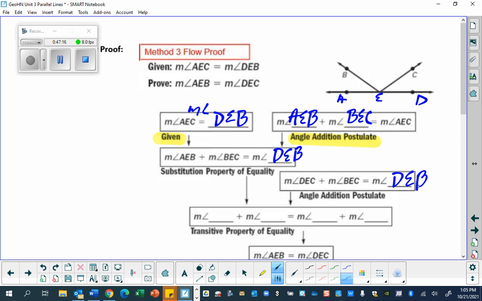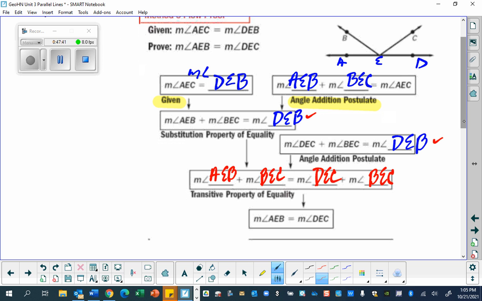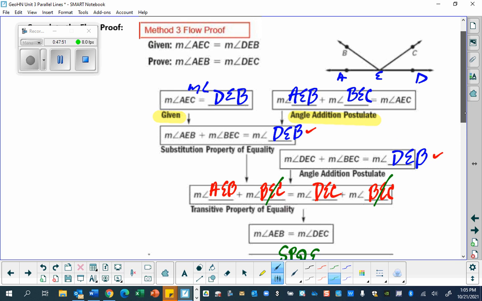And now because I can see that these two values, I can go ahead and put that transitive property of equality and put AEB, BEC, DEC, BEC. Then of course, BEC subtracts out, and my subtraction property of equality defends that. Same proof, three different ways.